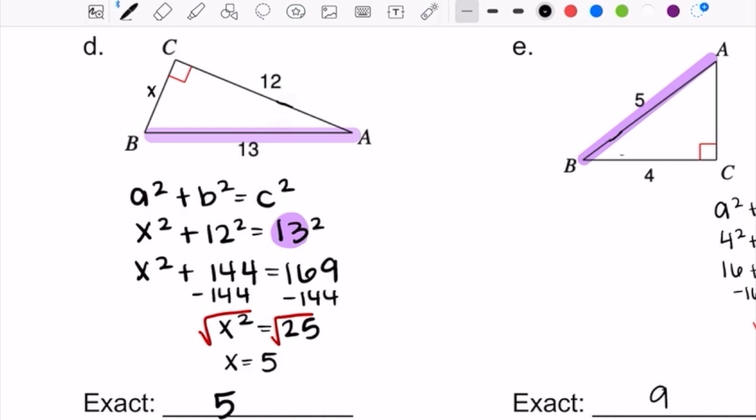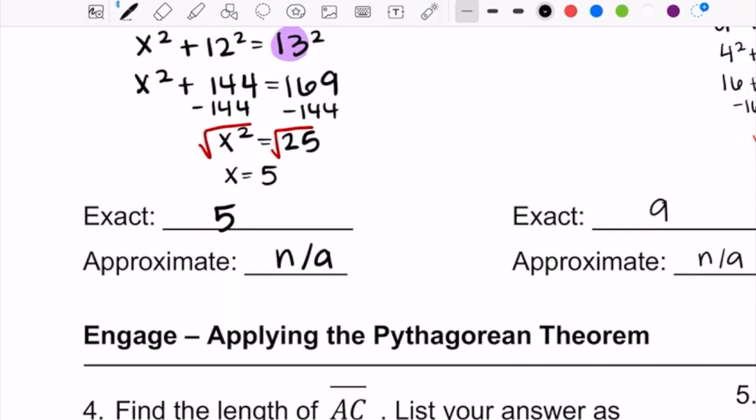You could just leave the X as an A, too, if you wanted to. You don't have to call it X. But see how on this one, the 12 squared gives you 144. The 13 squared gives you 169, but they're on opposite sides of the equal sign. So I have to minus the 144 from both sides, and x squared, or a squared, equals 25. Take the square root of both sides. And so for this one, I get that my exact value to the question is 5, because 25 is a perfect square. 25 comes out from the square root as a 5. And so there is no approximate value because I have an exact value that's exactly 5, so I don't need to find an approximate value.